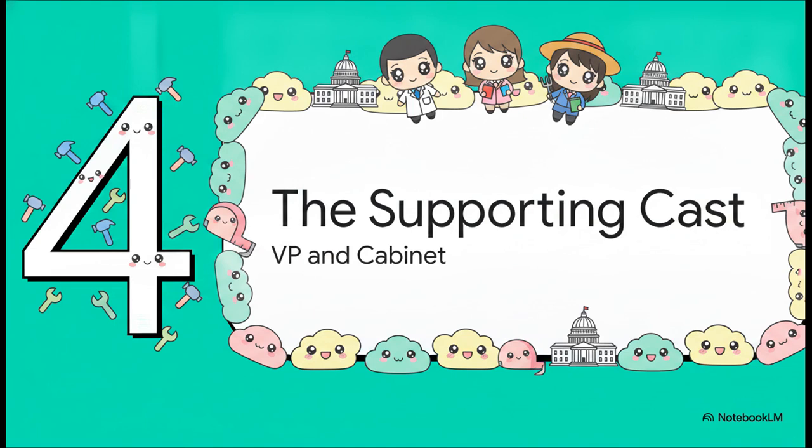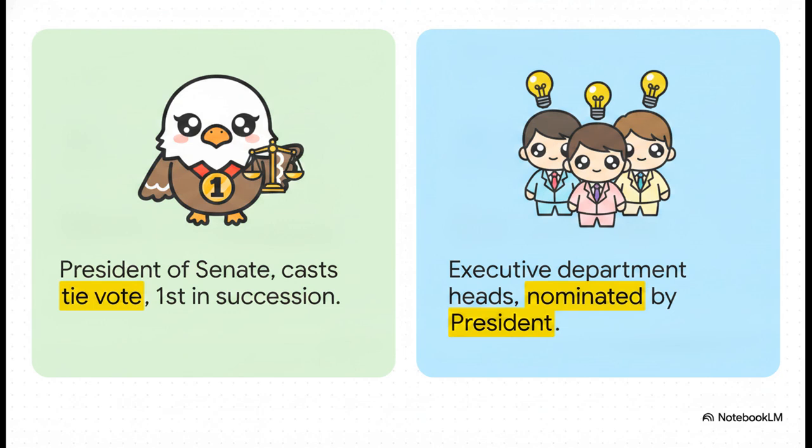Moving into Section 4, the supporting cast. A chief architect definitely cannot work alone, so let's meet the critical supporting staff mandated by the system. This comparison is great because it highlights two very different support structures. First up, the vice president.